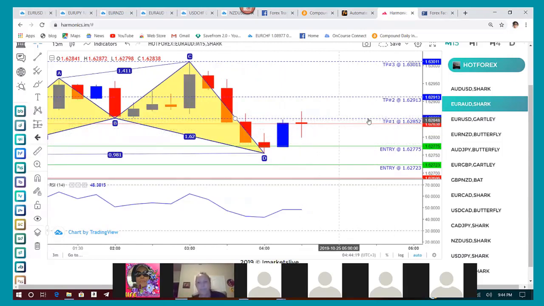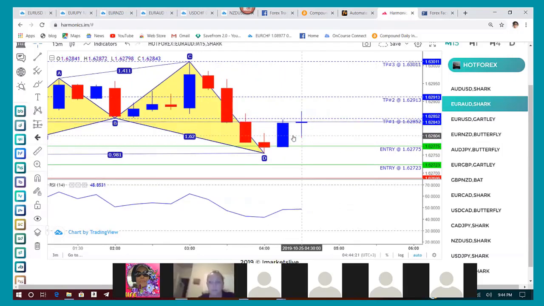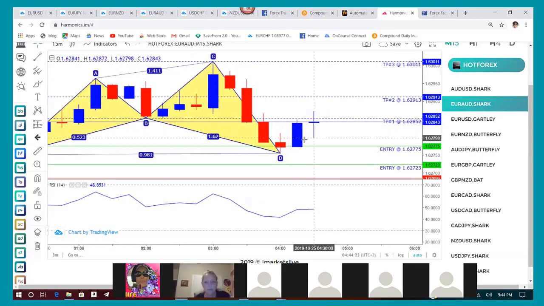Are you confused because I'm saying it hit TP1 and it's a red candle? We're going to go to Euro-JPY. Did we do that one? I'll go to it. Does everybody understand now what's going on with this one?